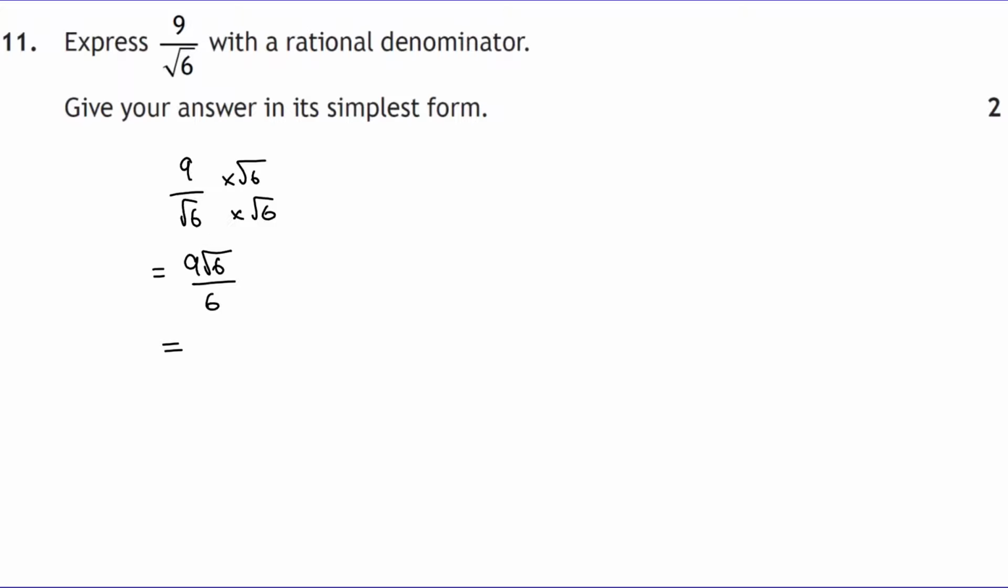So I'm going to divide here and here by 3 to get 3 root 6 over 2, and that's as far as we can simplify that. It has a rational denominator now. The 2 on the bottom is a rational number, so we are happy with that.